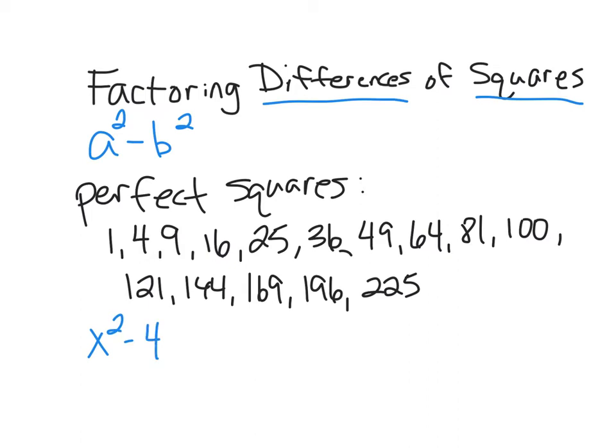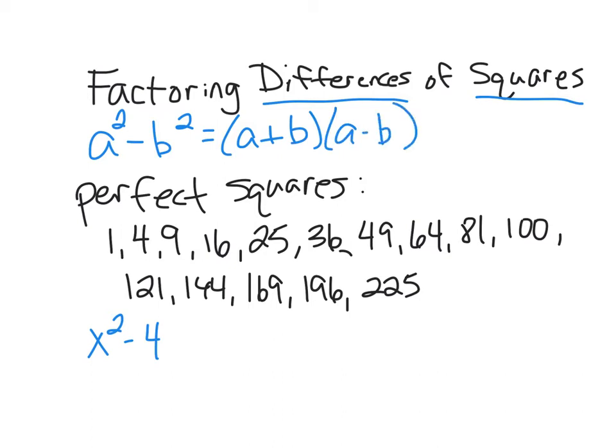So this looks like it might be one of those problems. So I've got x squared, so there's something squared, minus 4. 4 is the same thing as 2 squared. That's one of my perfect square numbers. And so the way this is going to factor, if you look back up here at the top, a squared minus b squared, that's going to factor into a plus b times a minus b.